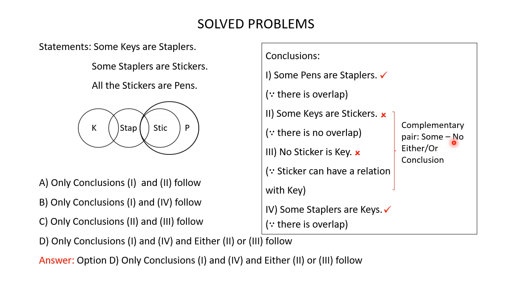Now that you know that conclusion 2 and conclusion 3 are a complementary pair of the type some no, it clearly means that this is a case of either or conclusion. So either conclusion 2 or conclusion 3 follows. So the correct answer is option D. Only conclusions 1 and 4 and either 2 or 3 follow.